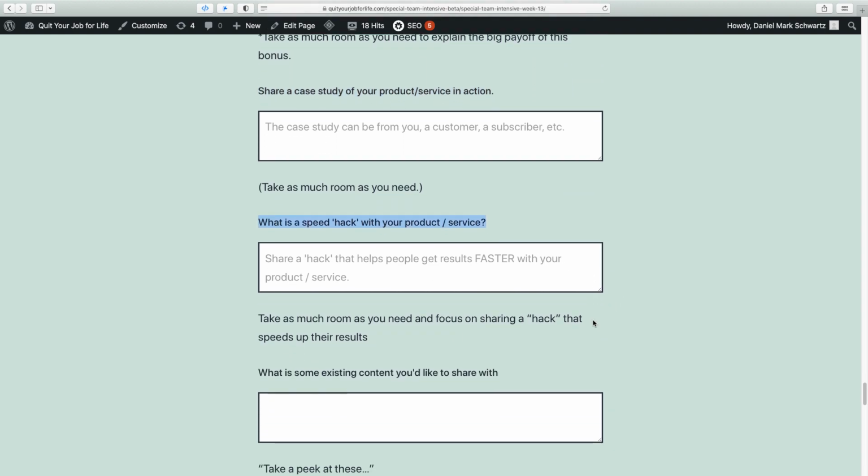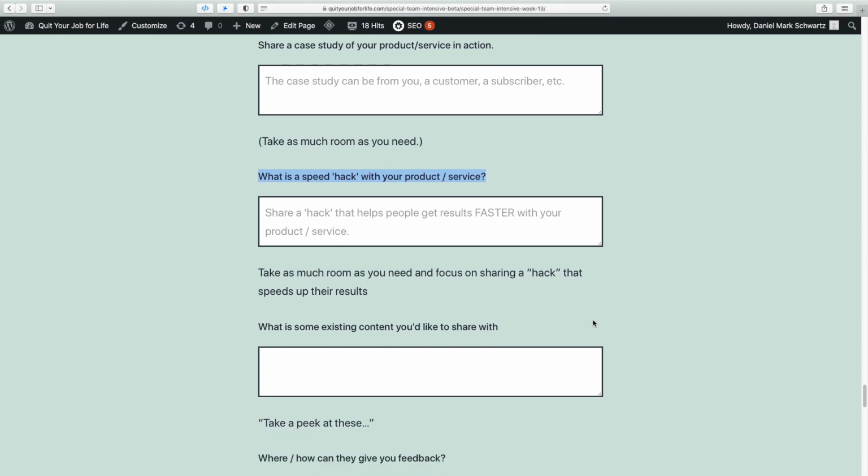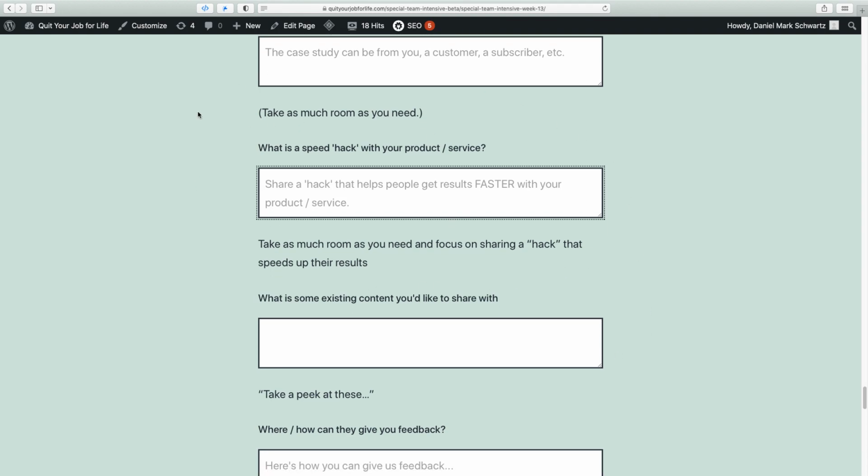So next, what is a speed hack with your product or service? This is just a little tidbit about how they could do things faster. So maybe they'll take notes, or maybe they should practice what you teach every little bit, or maybe they need to do a diary. Something you can throw them that's like, hey, this is a cool, quick little way to get double the results, or 10% faster results than you get normally.